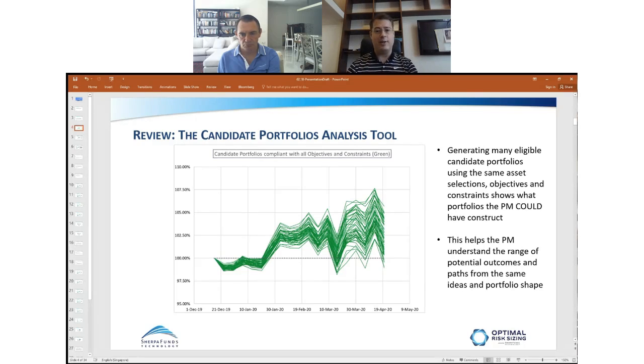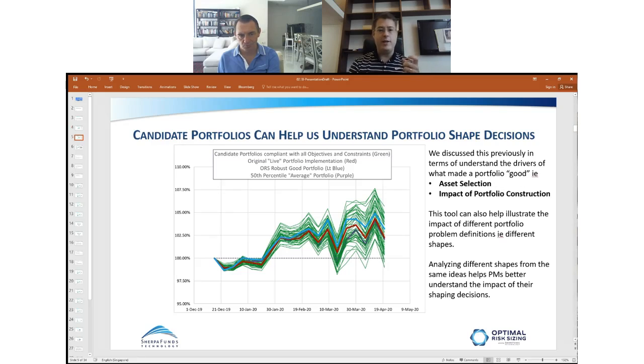How good was my sizing? How good was my scoring? But what we're going to talk about today is that we can use this to illustrate the impact of different shaping decisions. So we can use this to show how this changes as we, say, increase the maximum asset size for our strongest conviction ideas, or change constraints on region or something in that area.